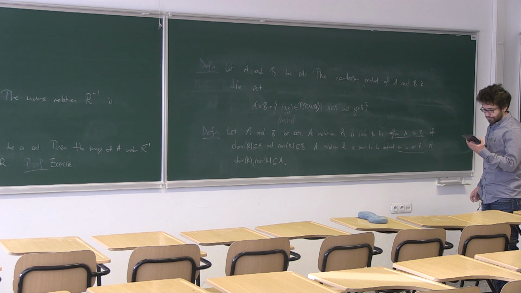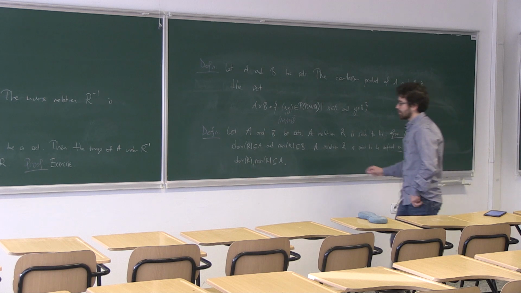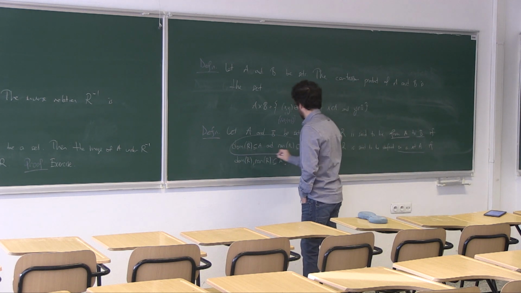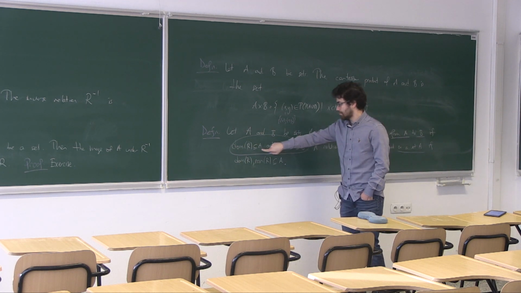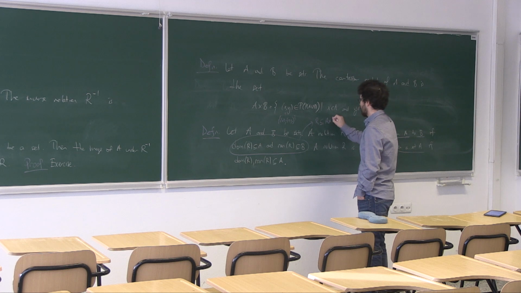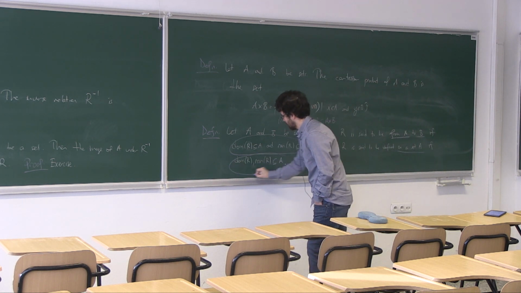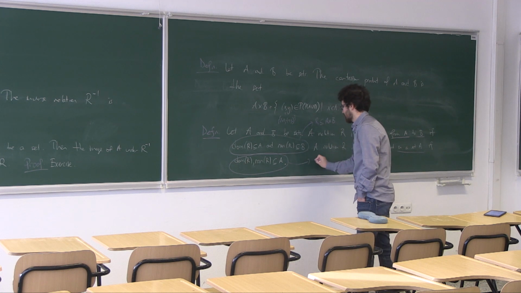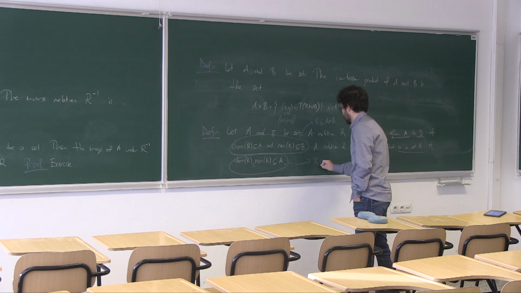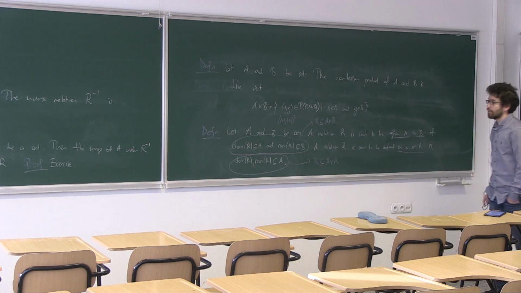So, you can double check that these two properties are the same as saying R is a subset of this Cartesian product, and you can double check that this property is the same as saying R is a subset of this Cartesian product. Okay?